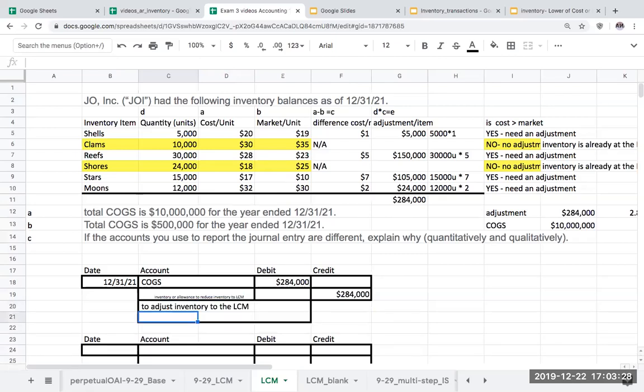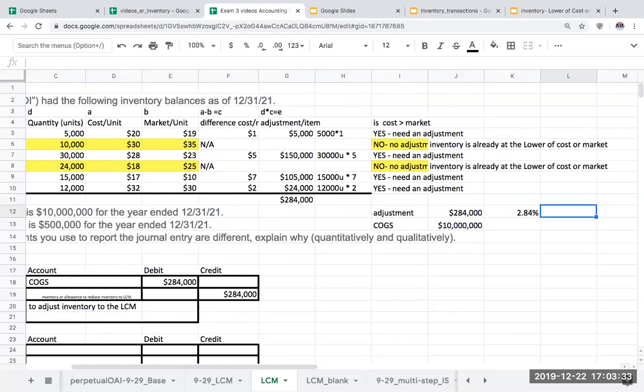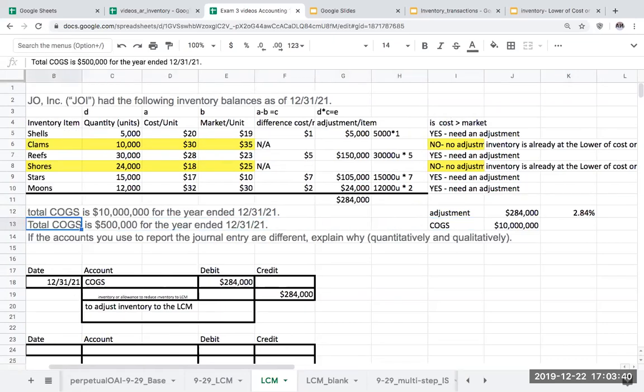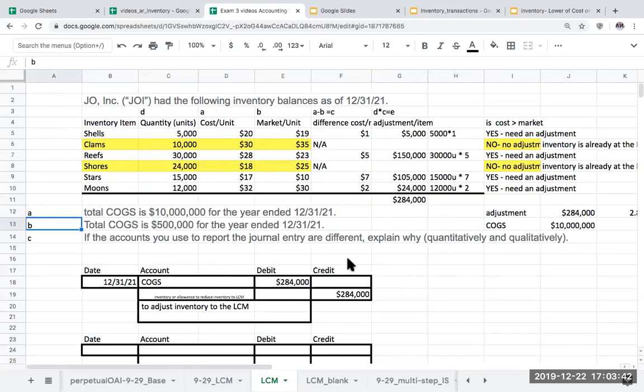Now, again, why can I do this? Well, the adjustment is relatively immaterial to cost of goods sold. And again, some people might say that almost 3% is material. Here, we're just going to assume that it's not. But what if cost of goods sold is 500,000? So if my cost of goods sold is 500,000, and my adjustment really hasn't changed, the adjustment is 284,000. What happens when I divide these items through?